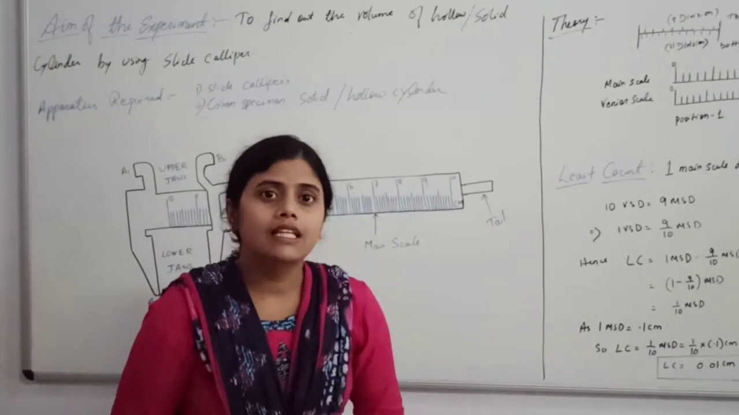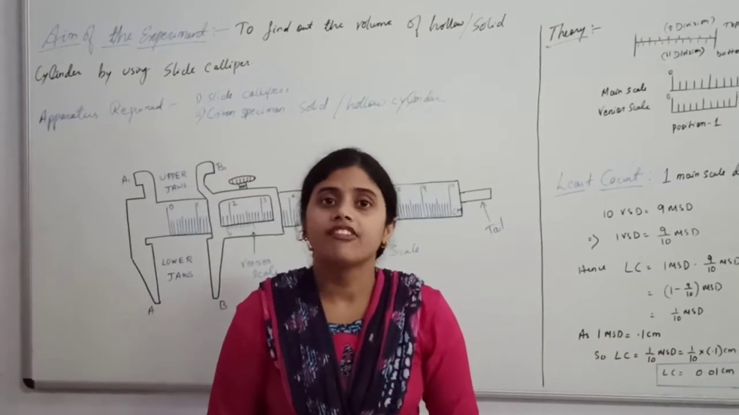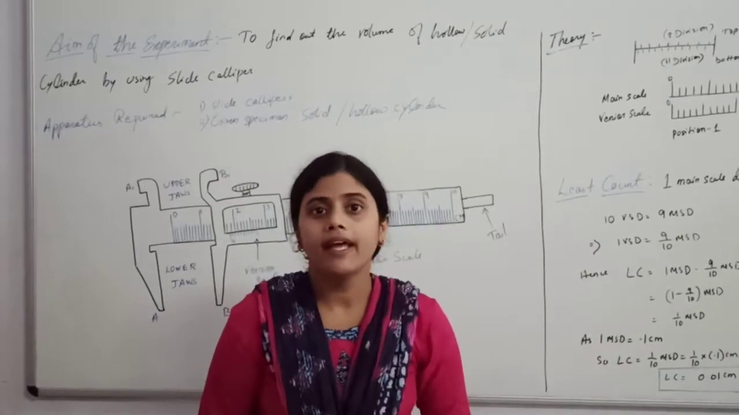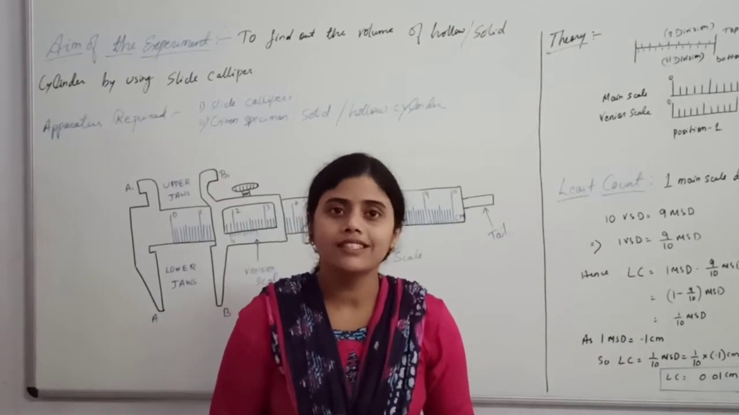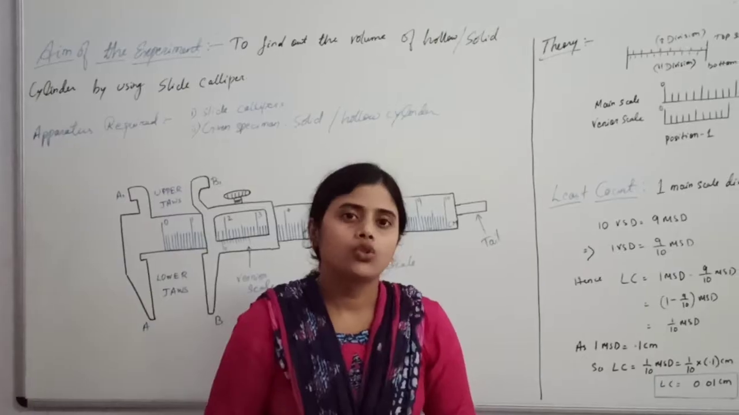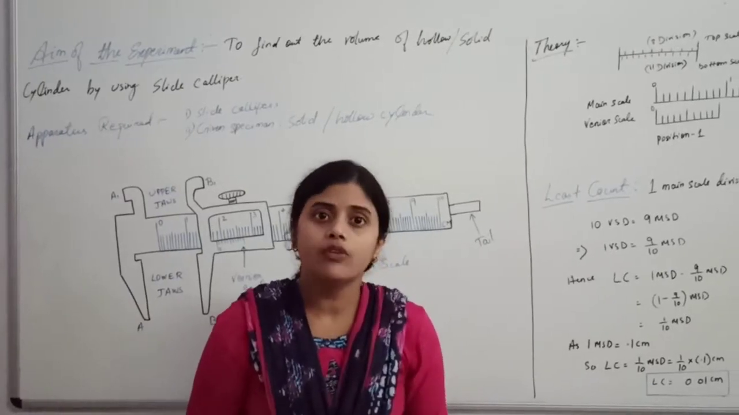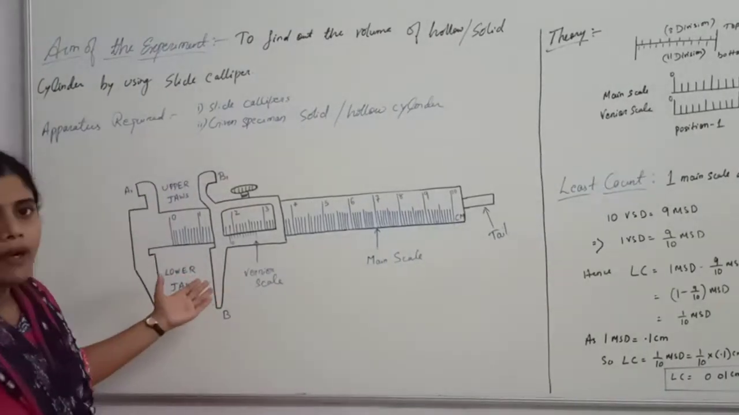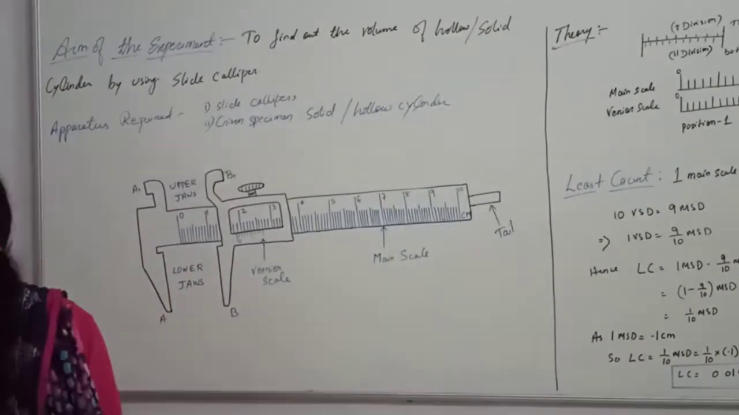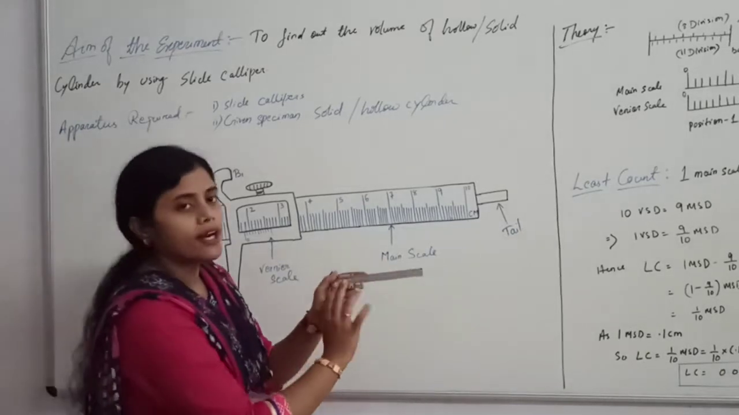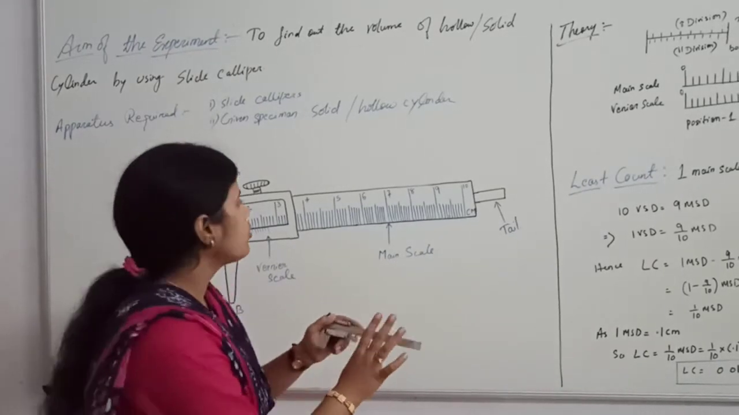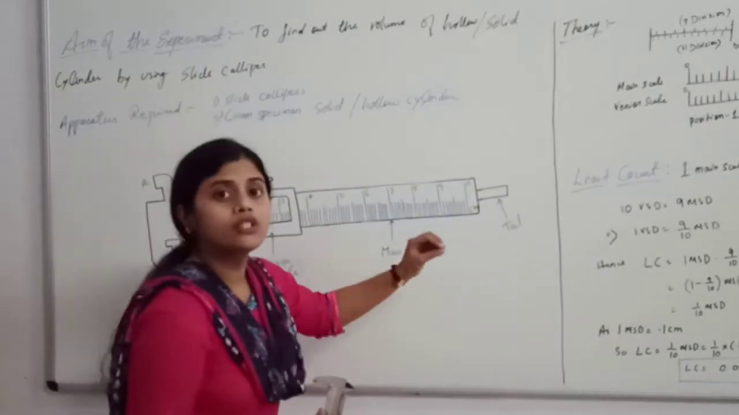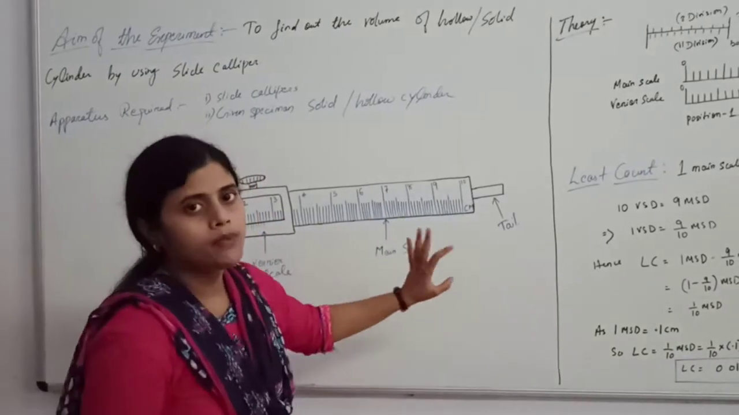Sometimes the slide caliper is also known as the vernier caliper. The name vernier came from the French engineer Pierre Vernier. He contributed this instrument for simplicity and accuracy in measurement. You can see the diagram I have drawn here, because to show each and every part of this instrument we need to draw it in a bigger space so that you will be able to distinguish each and every part of the instrument.